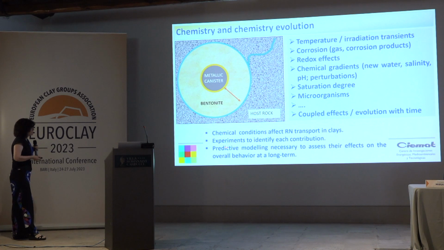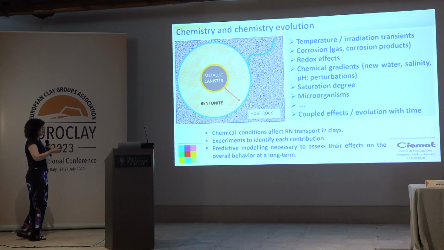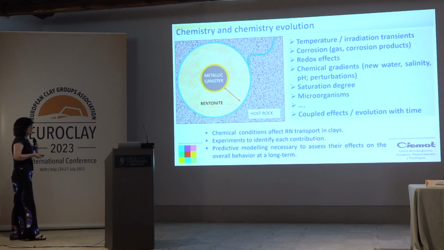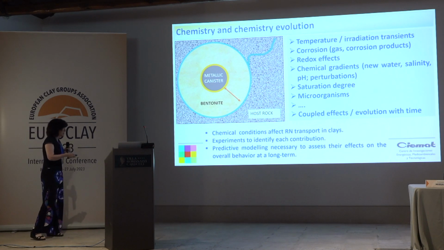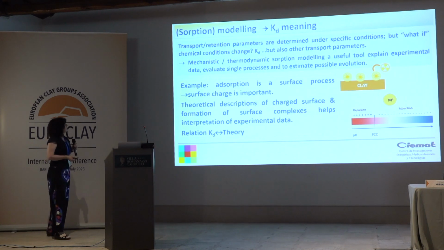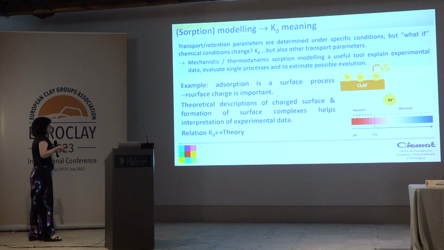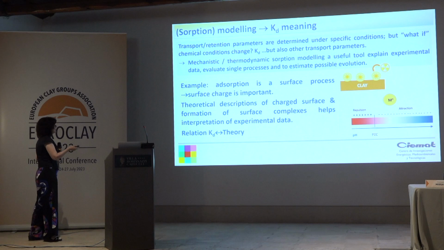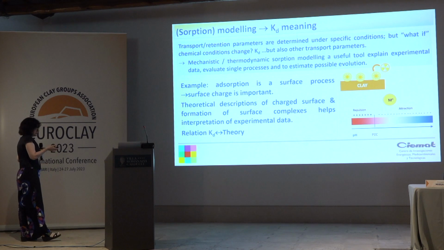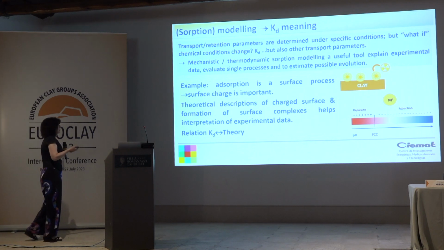So we can make experiments to identify each one of these contributions, but at the end we need predictive modeling to assess the combined effect on the overall safety behavior in the long term. So this is meant to be an example of the application of a mechanistic model. I will try to focus only on the KD, but obviously this is valid also for all the other parameters, above all the parameters that are somewhat affected by the KD.